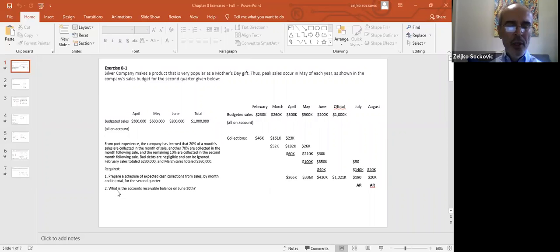What's the question? Prepare a schedule of expected cash collections from sales by month and in total for the second quarter. What is the accounts receivable balance on June 30th? Okay, so we can go straight to accounts receivable. Let's go to question 1 first.